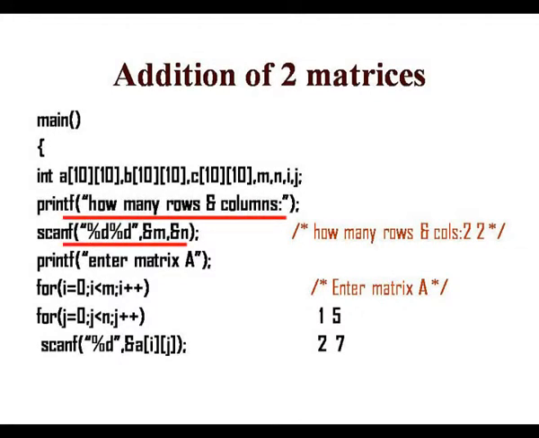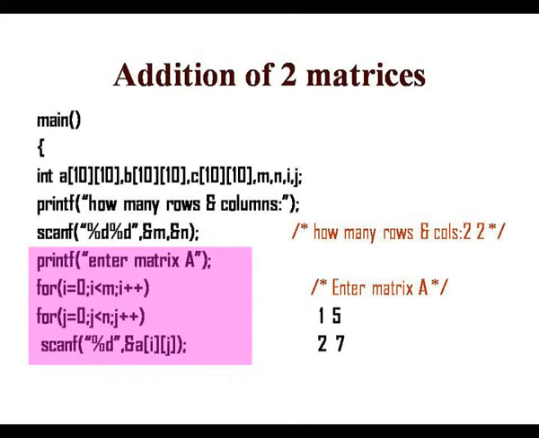The maximum size I have given is 10 by 10, and m, n, i, j are 4 integer variables. So, first I have to define what the dimension is. Dimensions are how many rows and how many columns. So, 2 rows and 2 columns are there. So, first I am entering the first matrix.